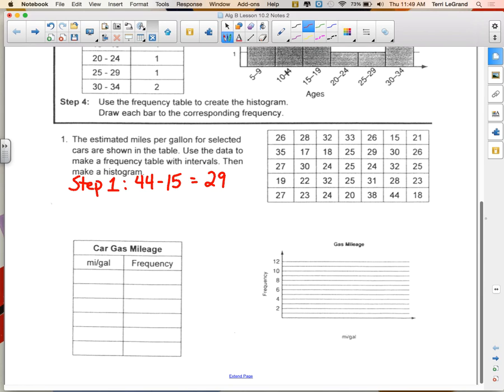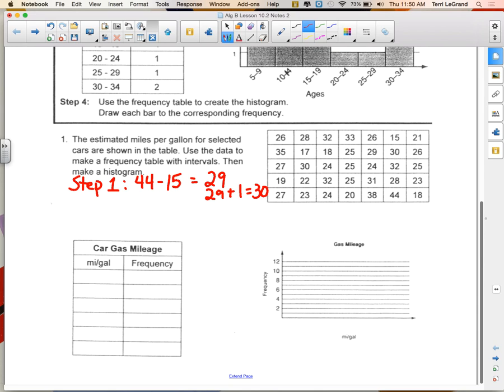29. What we're gonna make this, we're gonna add 1. So what's 29 plus 1? 30. That equals 30 because remember, we have to account for the 44 at one end and the 15 at the other end, so we add that 1. So we have 30 actual different miles per gallon we want to represent.